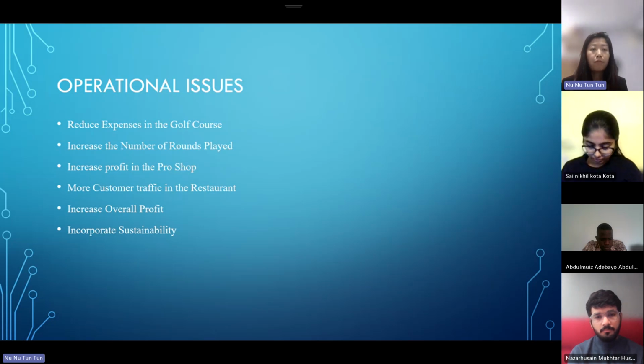Another one is that we have to increase overall profits, not only by the sectors. So what we believe is the organization has to improve our quality as well as our staff welfare and their skills, and we also cooperate with donations and sponsorships with the local community. So we believe that it will increase our profit in the long run.